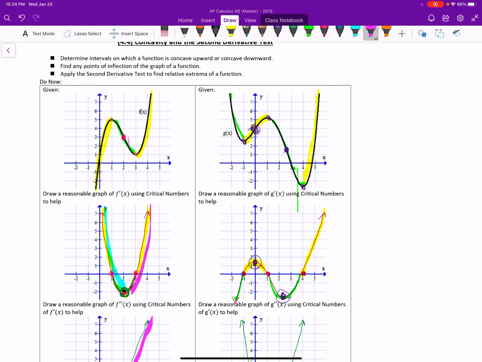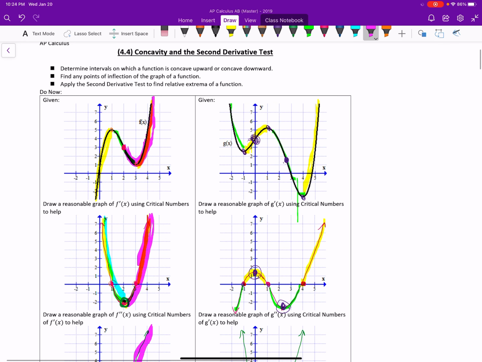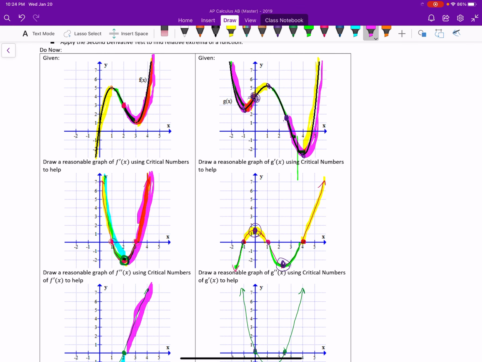Concave up happens here. That's concave up, which corresponds to where f prime is increasing. And if you look even further, that's where the function is decreasing. I can see that concave up looks about here, and there's also a concave up part here. And if I look at the first derivative, that would correspond to this part in pink right here. That is where the first derivative is increasing.